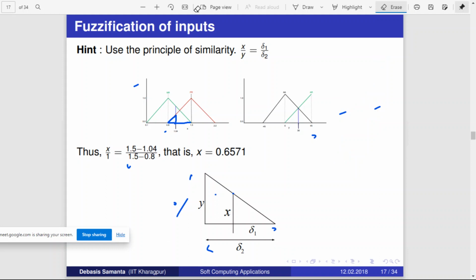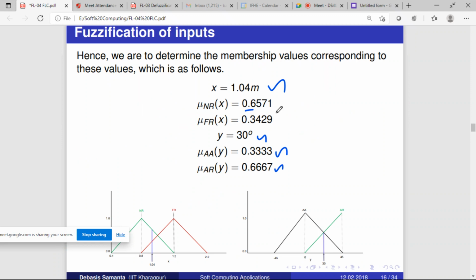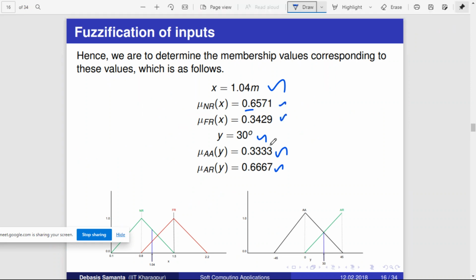Why we are finding this is because we have to find what are the possible rules that will fire. If you recall, we have 20 rules, but not all the 20 rules will fire in all the cases. Depending on the input, for this input, if the distance is 1.04 and angle is 30 degree, then how many rules will fire? In this case, these are the four options available. Any combination of these four can happen.